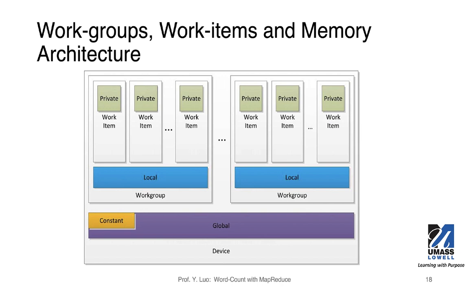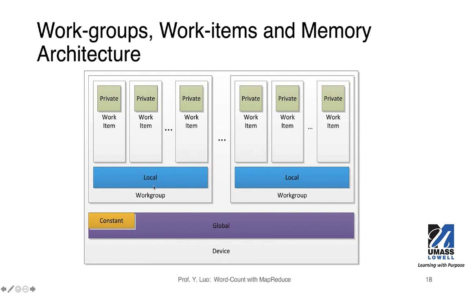And for the storage resources, we have a few kinds of memory components: global memory, constant memory, local memory, and private memory. Global memory is the largest in capacity, but the access speed is slow. It is shared by all the work groups. Constant memory is a portion of it, which is used for read-only data.